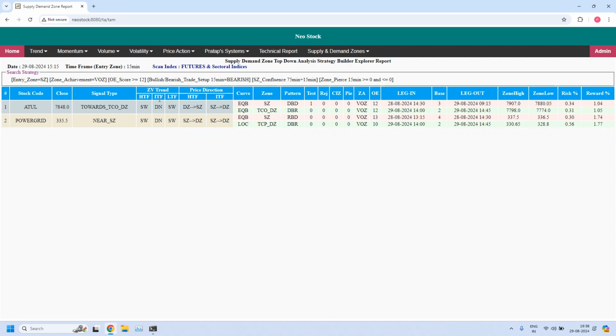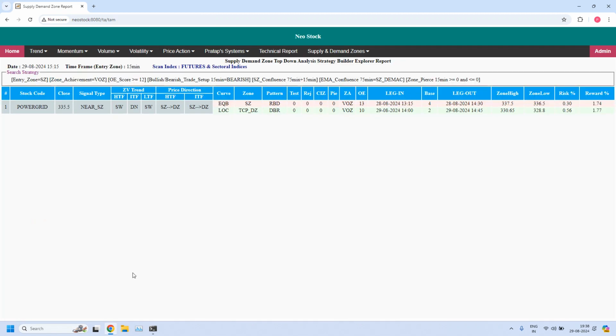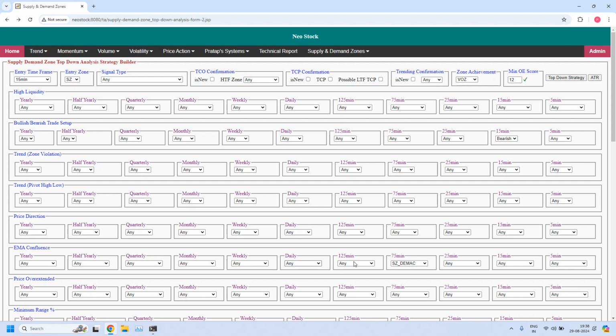Okay, let us check this. Any of these supply zones are having daily EMA confluence, because they are overlapped with 75 minutes time frame. Whether the 75 minute supply zone is having daily EMA confluence. This is enabled. Let's filter. Oh, Power Grid is a stock near the supply zone, and also it is having a daily EMA confluence. The 75 minute zone is having. Okay, now I am removing the EMA confluence filter.